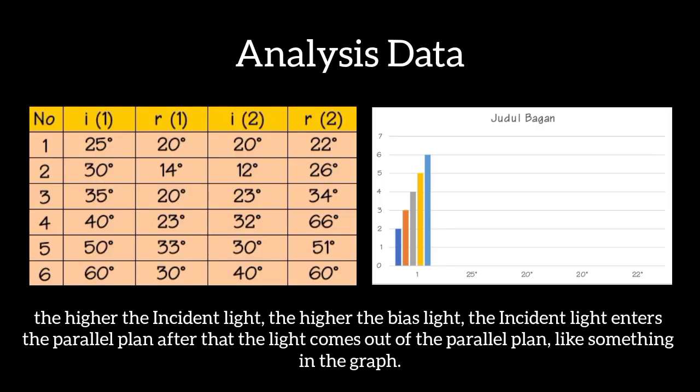Everyone, let's analyze the data. From experiment 1 to experiment 6, the higher the incident light angle, the higher the refracted light angle. The incident light enters the parallel plane. After that, the light comes out of the parallel plane, as shown in the graph. Incident light from 25 to 60 degrees always has refracted light from 20 to 30 degrees, as you can see in the picture of the graph.